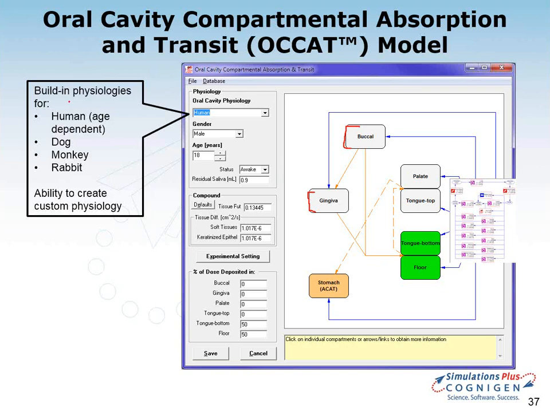And again, for the physiologies, we did try to include some built-in physiologies. For oral cavity, we have built-in physiologies for human, again, with age-dependent changes, especially in surface area, thicknesses, and so on. But we also have built-in physiologies for a few preclinical species. And for this one, we were so far able to build physiologies for dog, monkey, and rabbit. And again, you have the ability to create custom physiologies. So if you need to do administration for animal species which we don't include yet, you could possibly create your own physiology for that species.